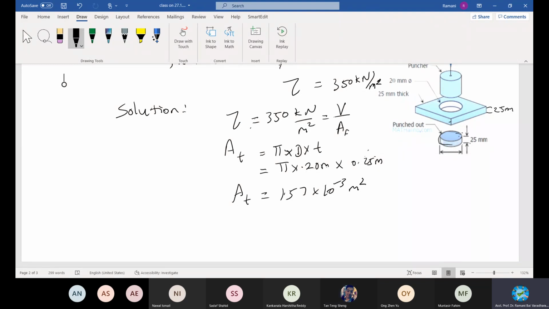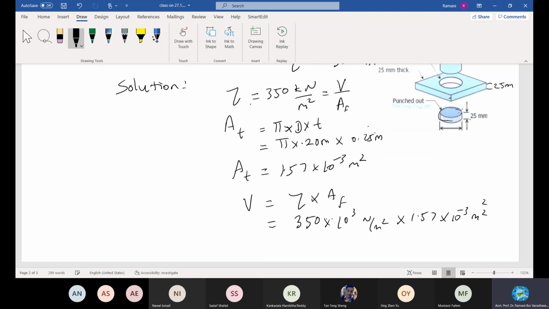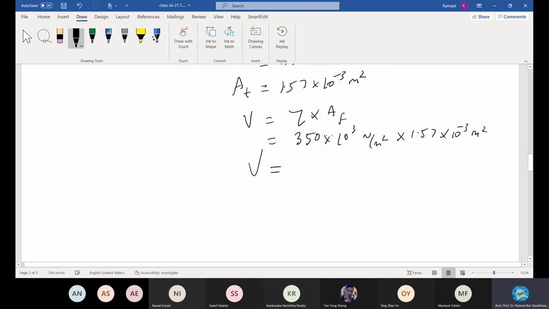I don't know the load, just rearrange this equation. V is equal to tau times AF. My tau, the value of tau given to you is 350 kilonewton. I changed to newtons. Newton per meter square stress into area. I know 1.57. Please correct me if I make a mistake. How much is the shear force? Find out the shear force.